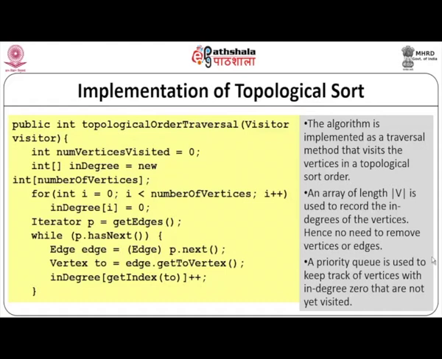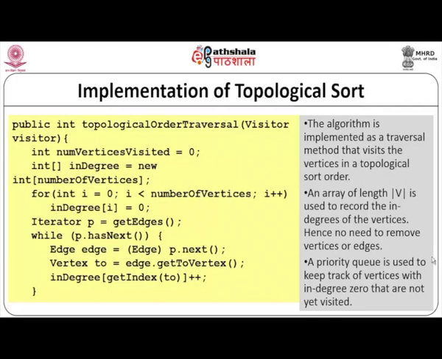So, here we have a topological order traversal. You have the number of visited vertices initially starting at 0 and the in degrees array. Now, for i equal to 0 to the number of vertices, try to find a vertex that has in degree 0 and get its edges, and when the edge is there, you remove the edge and update the in degree. So, the algorithm is implemented as a traversal method that visits the vertices in topological sort order.